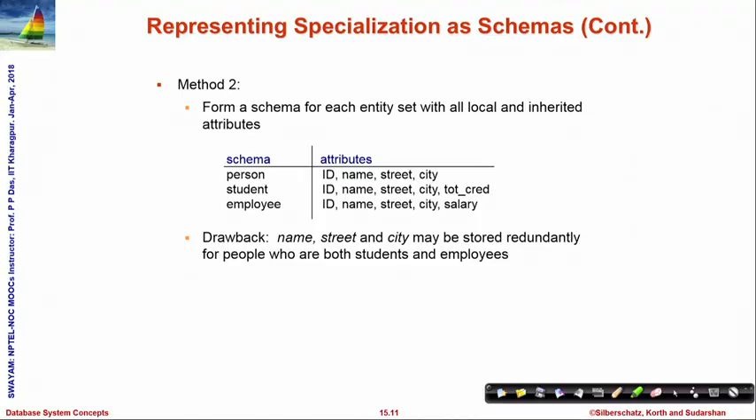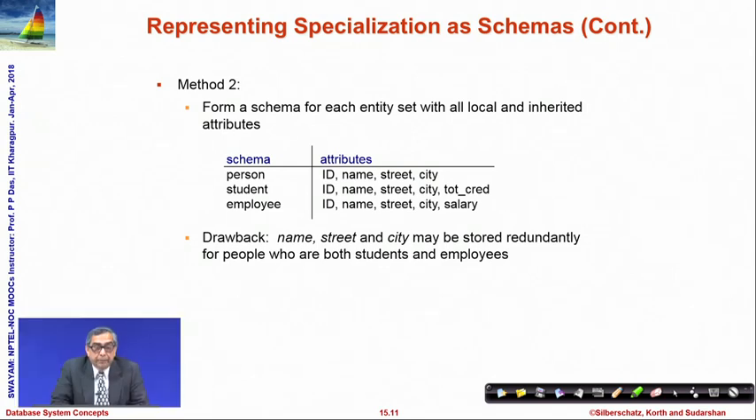An alternate scheme would be that, based on the hierarchy of specialization, you assume all attributes as they are inherited and then represent every entity set in full. So, the representation of person does not change, but when you represent student, earlier you were just having ID and total credit, now you include all attributes that are inherited. Similarly, you do the same thing for employee. So, you have all attributes of the parent entity set as well as the local attributes of that specific entity set.